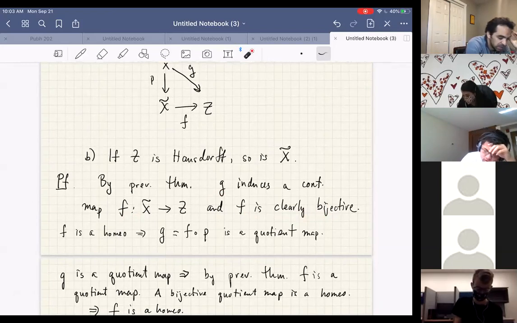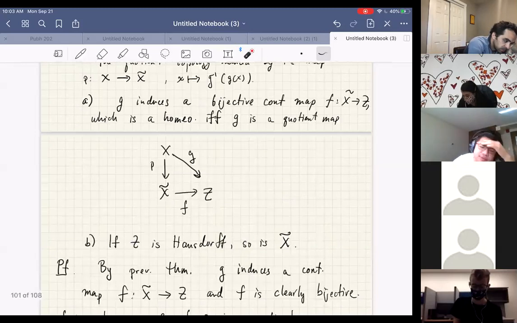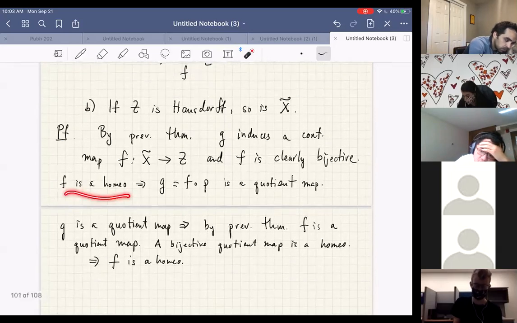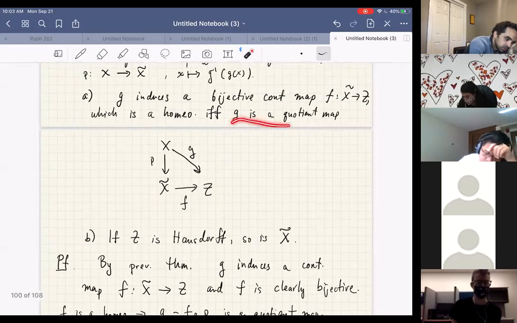And as we stated at the beginning of this class, there's an if and only if. So let's show that if F is a homeomorphism, then G is a quotient map. If F is a homeomorphism, then G is a composition of two quotient maps, because homeomorphisms are quotient maps. And composition of quotient maps are again quotient maps, so it follows that G is a quotient map. And conversely, suppose G is a quotient map, let's show that F is a homeomorphism.